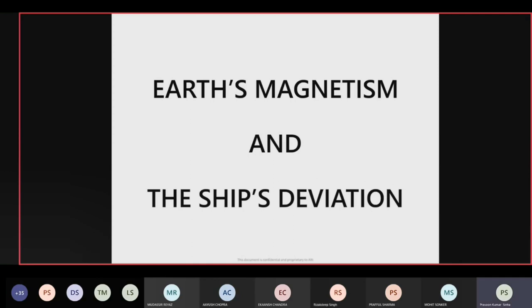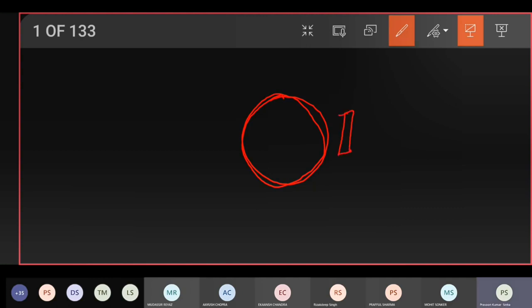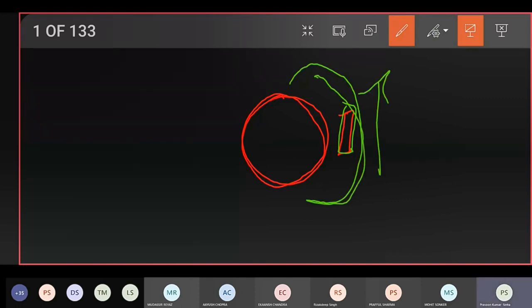Okay, before we go further, we said Earth is a magnet because it shows magnetic effect. What we are trying to say here is that if we suspend a magnet here, it is always getting oriented in this line. That means it orients on this line. One end is always pointing to this side.